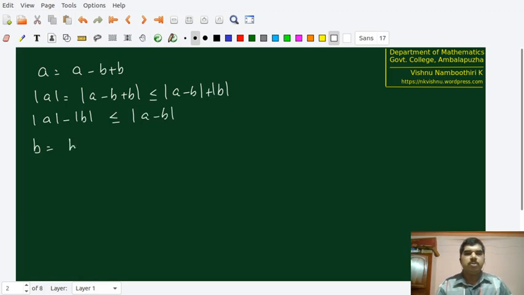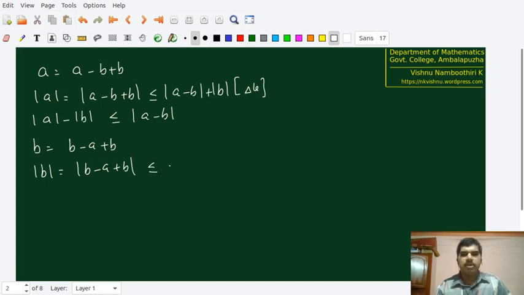b equal to b minus a plus a. Again going to apply triangle inequality. Modulus of b, which is mod of b minus a plus a, is less than or equal to, using triangle inequality again, mod of b minus a plus mod a. Sorry, there is a mistake here. This is minus a, and then plus a. That's a mistake. So b minus a plus a.